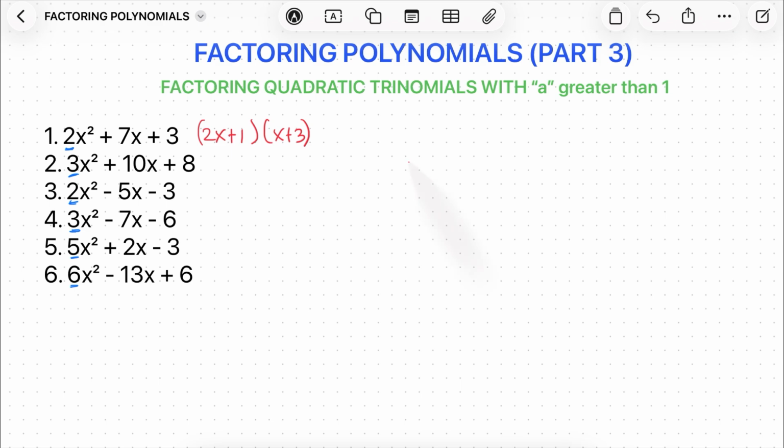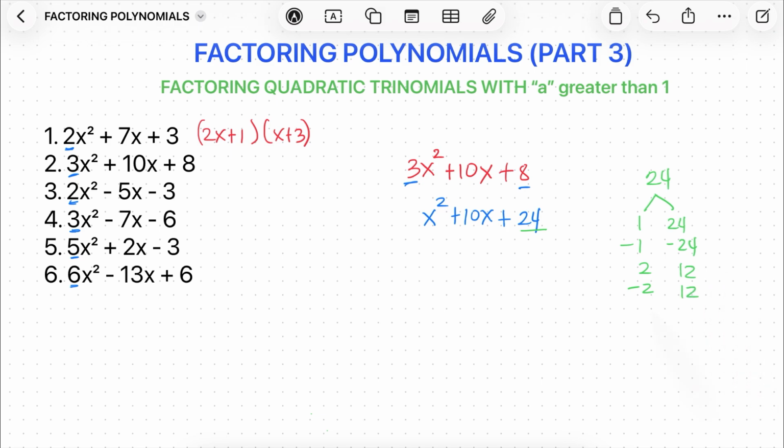Let's proceed to the next example. We have 3x squared plus 10x plus 8. The same process, multiply the a with the c. So this becomes x squared plus 10x plus 24. So in this case, we're going to look for factors of 24 that if we add, it's positive 10. So for 24, we have 1 times 24, negative 1 times negative 24. We have 2 times 12, negative 2 times negative 12. We have 3 times 8, negative 3 times negative 8. And we also have 4 times 6, negative 4 times negative 6.